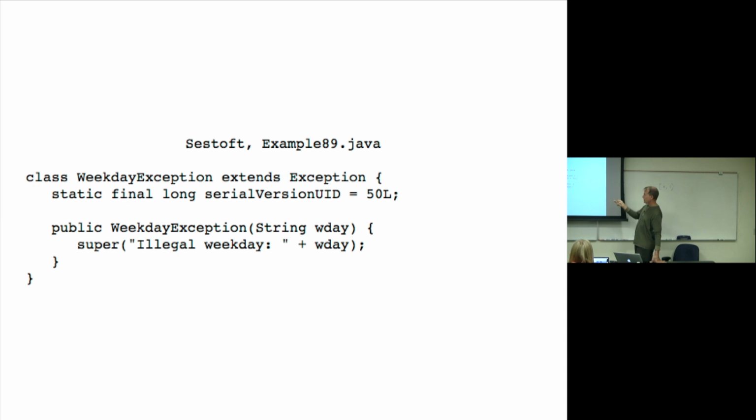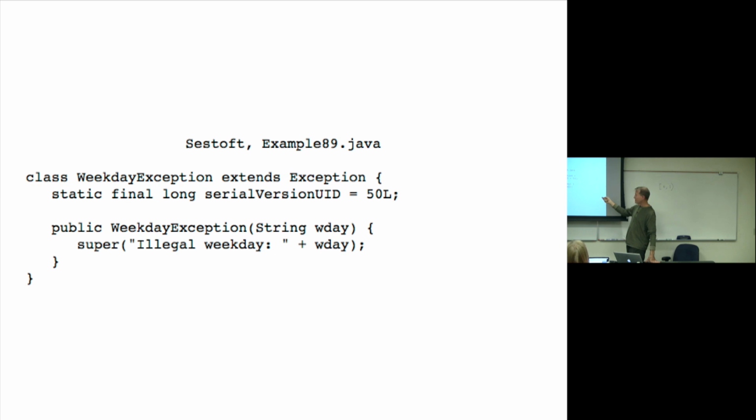Now, example 89.java defines a class. The class is called weekday exception. Now, this weekday exception is what the programmer came up with. This is not a built-in Java exception. The programmer wants to program weekday exception. You see what I mean? And what's he saying? What does extends mean?